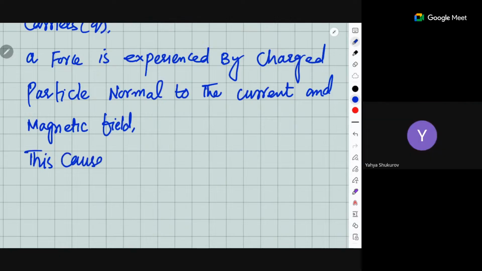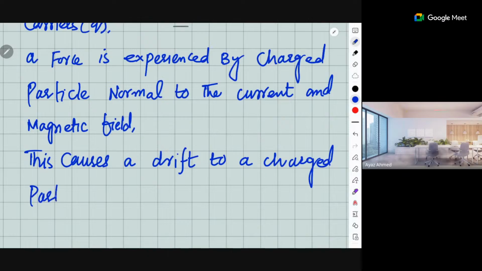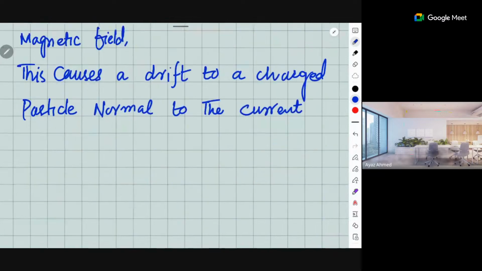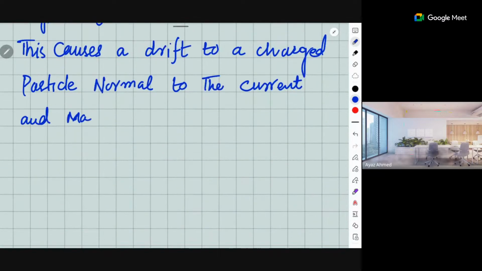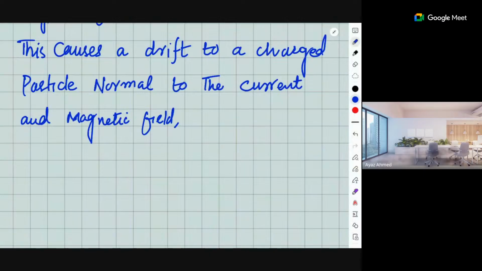This causes a drift to the charged particle normal to the current and the magnetic force or magnetic field. Is this point also clear? It's the same point, but I have mentioned it in another way: this causes a drift to a charged particle normal to the current and the magnetic field.